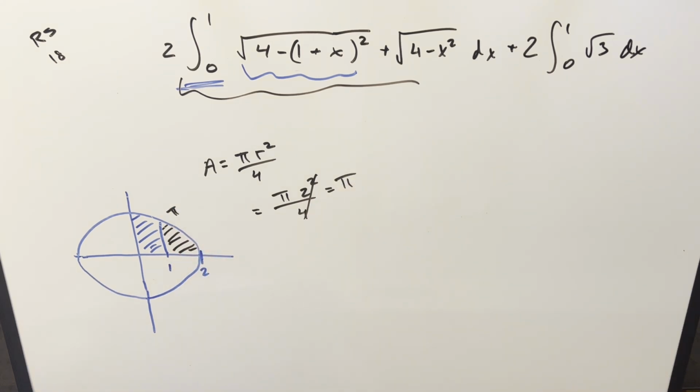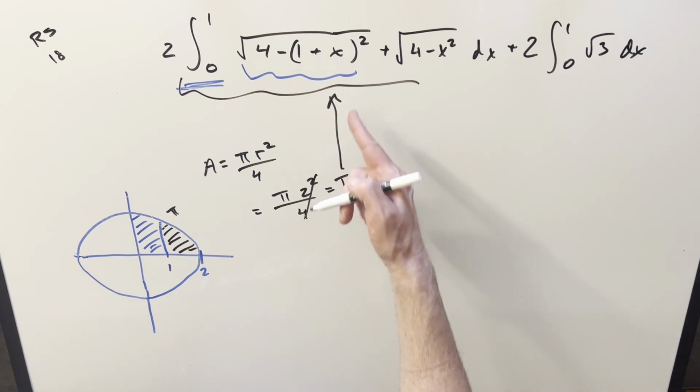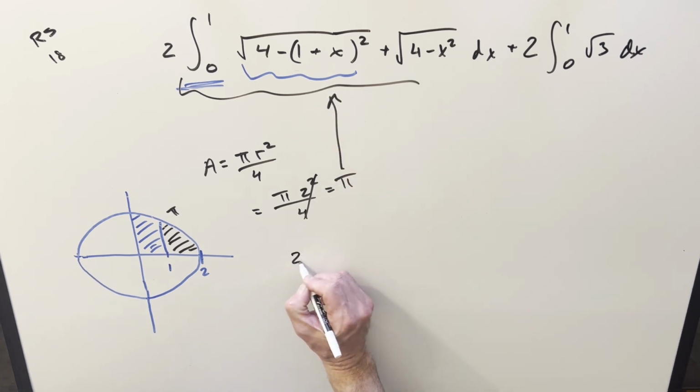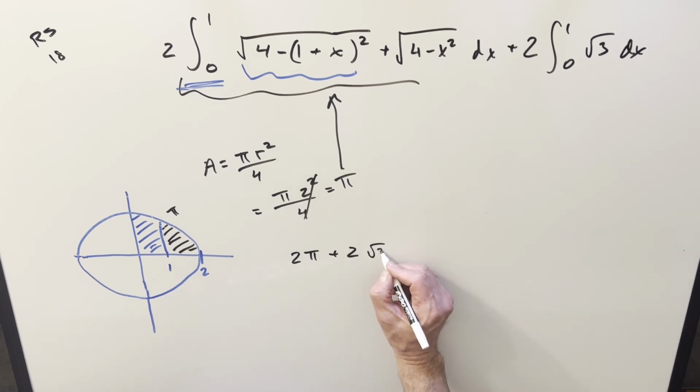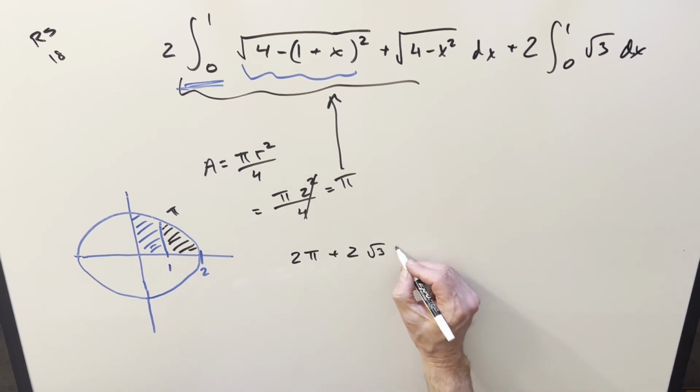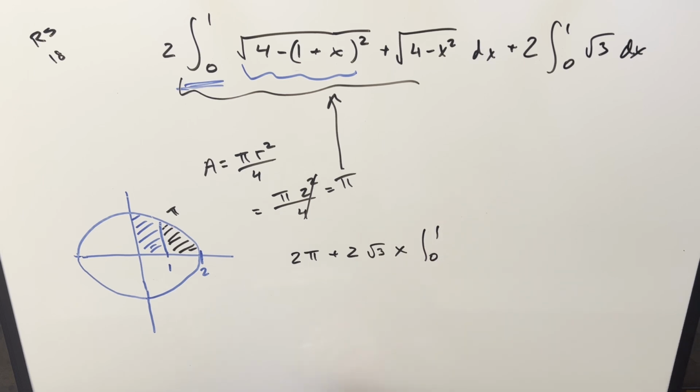So really for this problem, it's just by visualizing the graph, it becomes a really fast problem, because this whole piece right here is just going to be pi. So what we get is 2 pi plus 2 square root of 3, integrate a constant, and we get an x from 0 to 1.